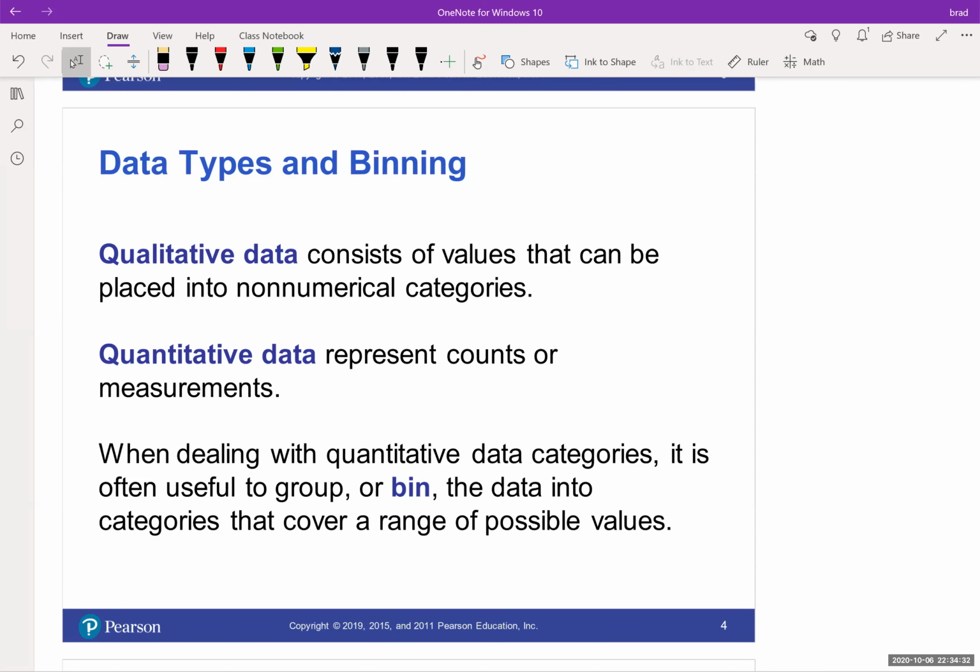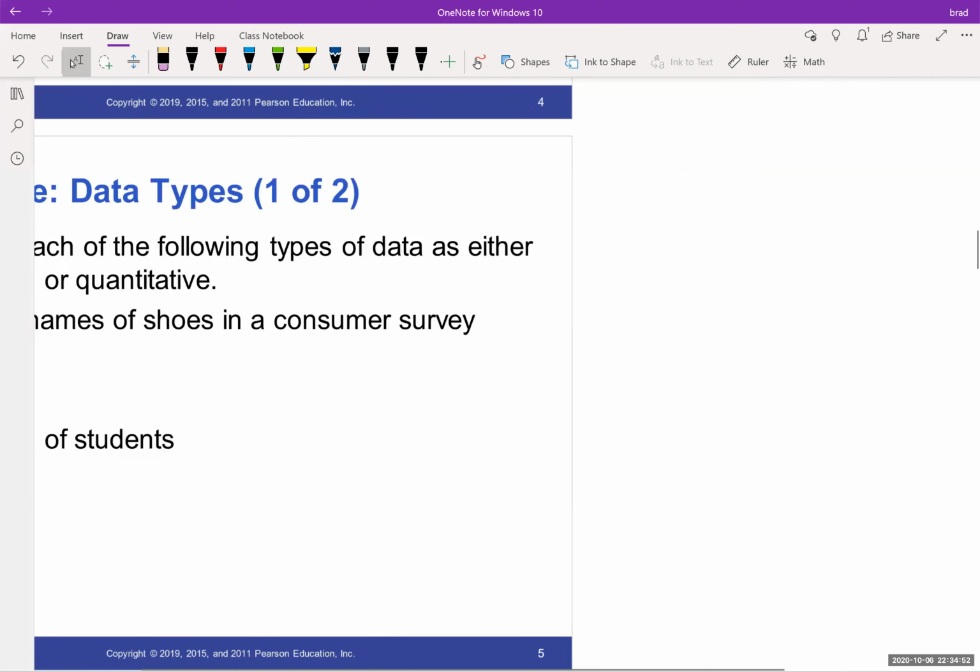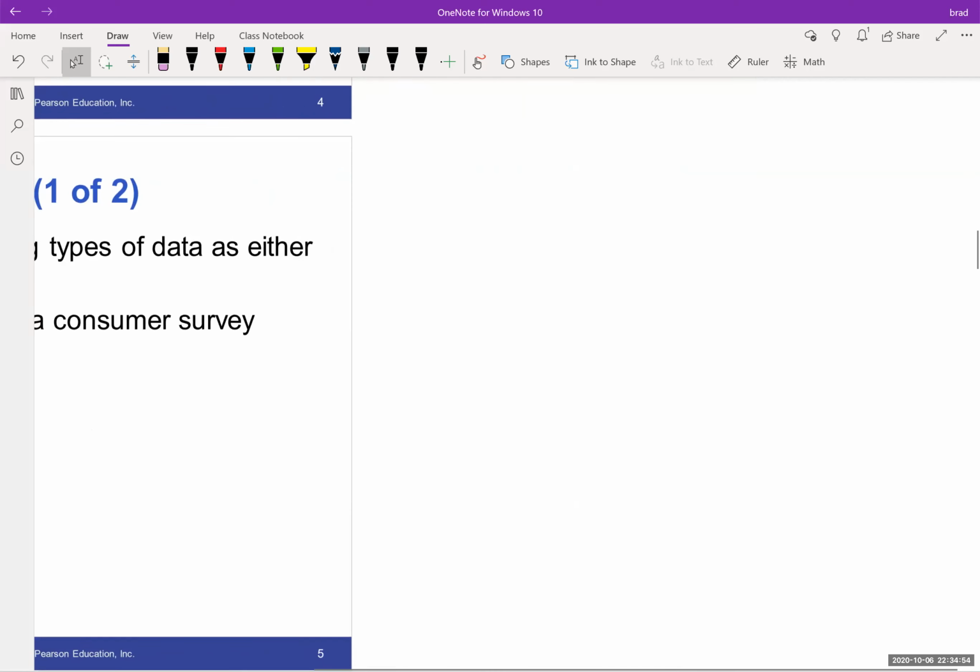So when dealing with quantitative data categories, it is often useful to group or bin the data into categories that cover a range of possible values. So one of the problems I'm going to do today, I'll show you that. I don't call them bins in my statistics class. We call them classes. But if this book wants to call it bins, that's fine. We can do that. Okay, so what I want to do is come over here and give you guys an example problem.